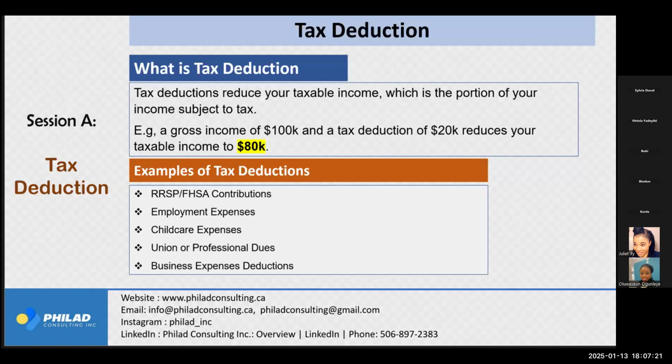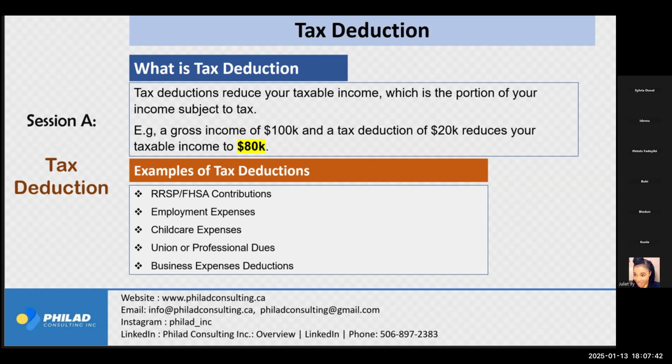Basically, it's just an amount that is used to reduce the taxable income, which is just as simple as that. For example, you earn a gross income of $100,000 and there's a tax deduction of $20,000. So the net is $80,000. That amount is what is taxable. That is what is going to be subjected to tax.